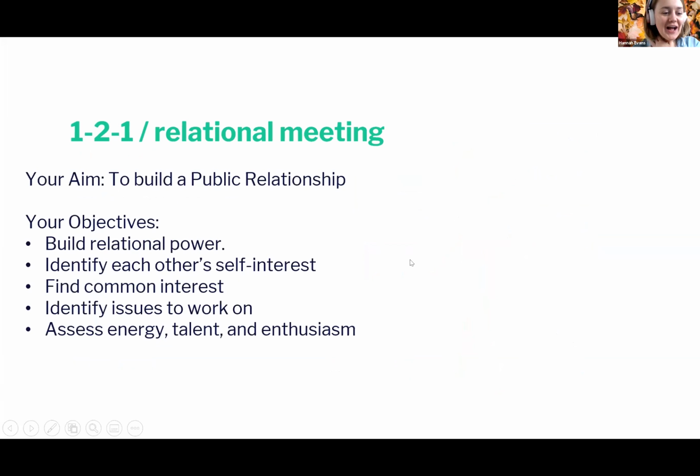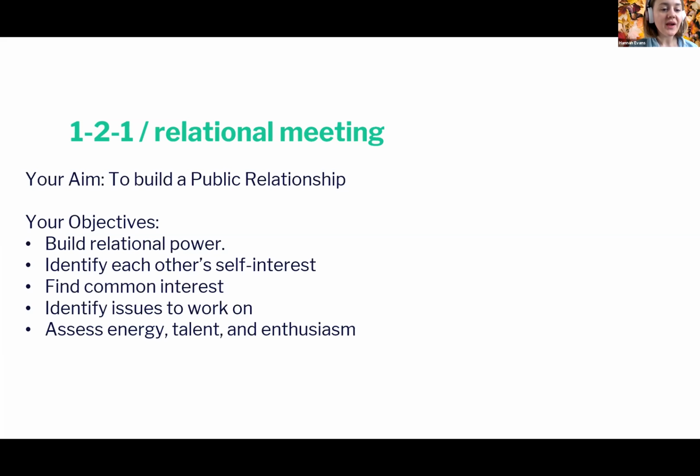Thank you, Tanya. So one of the most effective ways to build relational power, as Tanya was saying, is to have a one-to-one and to have these conversations and try and find out people's self-interests and values. By having a one-to-one as part of your community campaigning activities, your main aim is to build a public relationship with that person that you can then rely on throughout your campaign. As Tanya and Akeem have said, building relational power is incredibly important, that you have that relationship you can return to.